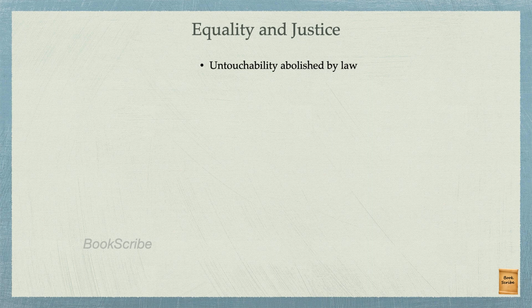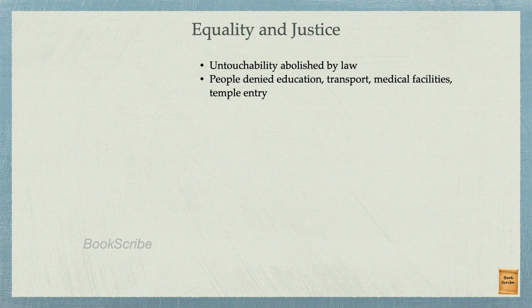So in olden days, such people were denied education. That is, they should not go to school or colleges like how now all children go. They were also denied transport facilities. They should not get into the bus or train. They should not sit in the bus. They were also denied medical facilities. They should not go to the hospital or visit a doctor. And they were not also allowed inside a temple. They should not enter a temple. So these were injustice to the people who faced the untouchability.